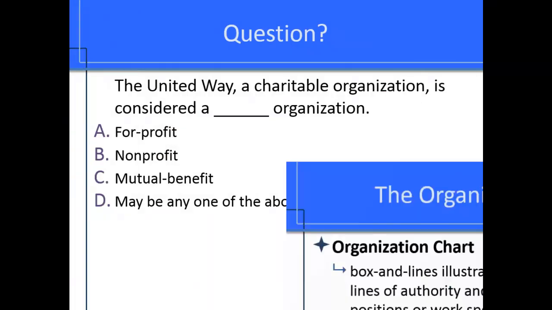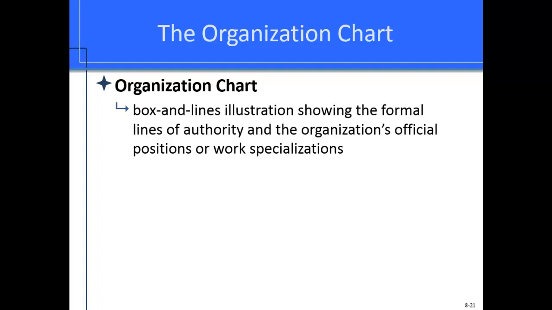Now, whatever the size of the organization, it can be represented in an org chart or organization chart. A boxes and lines illustration showing the formal lines of authority and the organization's official positions or division of labor. There are two kinds of information that org charts reveal about organizational structure: the vertical hierarchy of authority, who reports to whom, and the horizontal specialization, who specializes in what work. The vertical hierarchy, who reports to whom, is the chain of command, and the horizontal specialization shows the different jobs or work specialization.